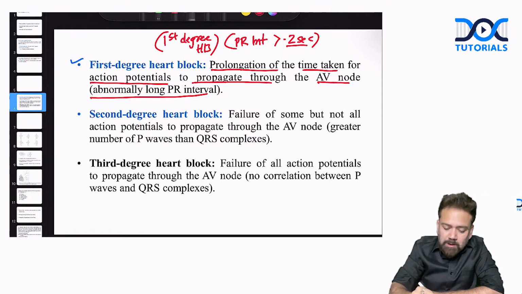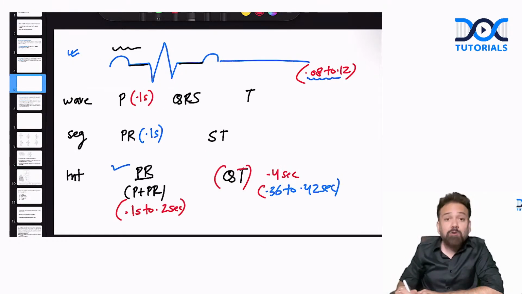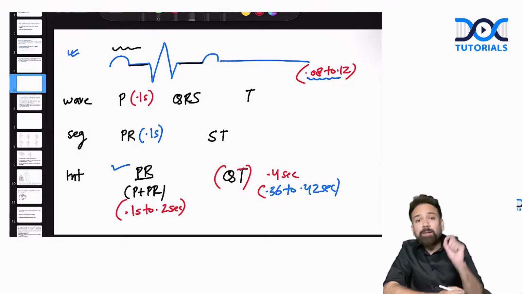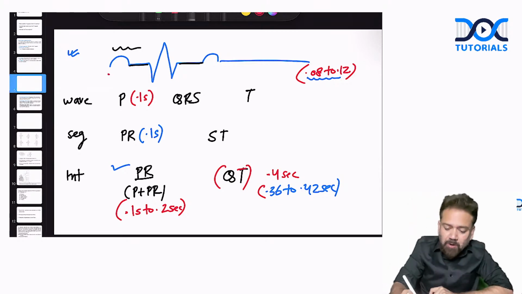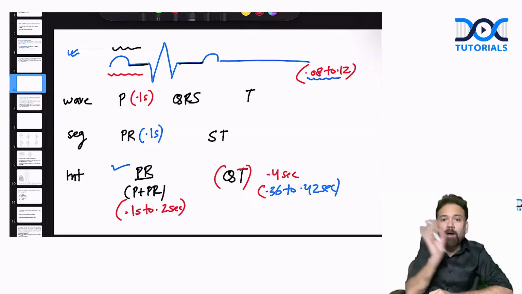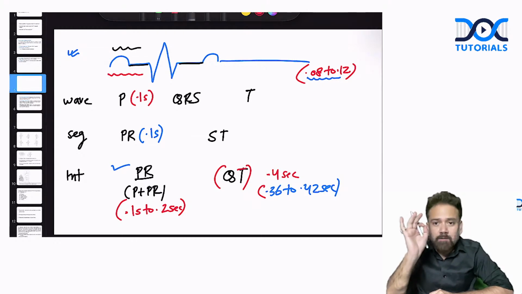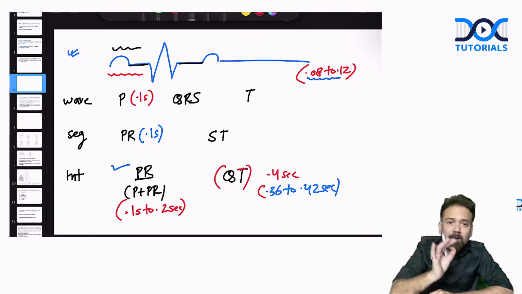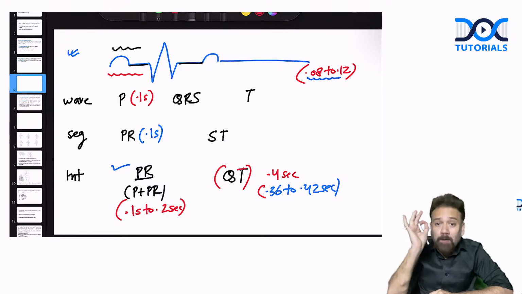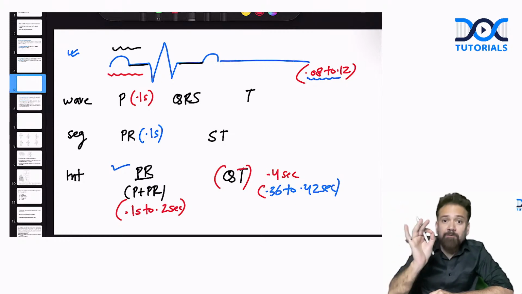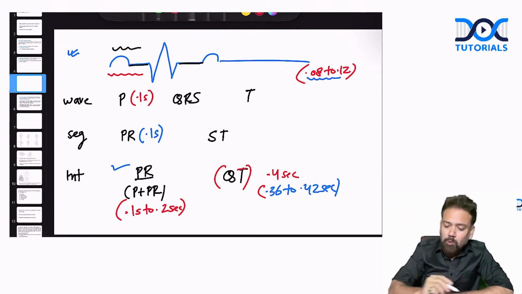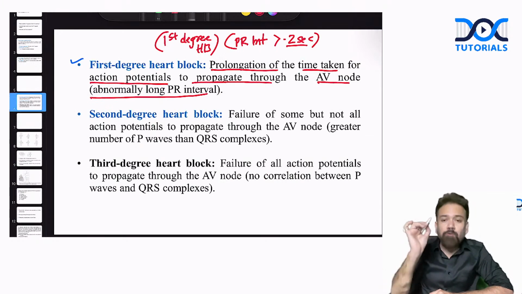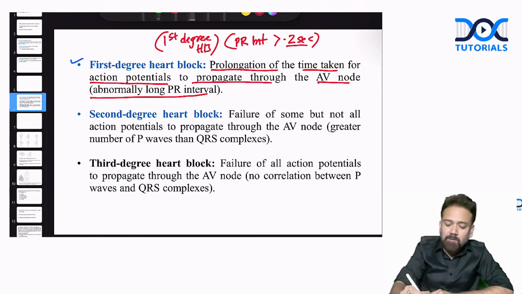The single characteristic of first degree heart block is a PR interval of more than 0.2 second. Because what is normal? The normal interval is 0.1 to 0.2. So normally the PR interval, ranging from here to here, is between 0.1 and 0.2 second. I hope you will not forget that. P wave 0.1, PR segment 0.1, PR interval 0.1 to 0.2. Only if the PR interval is more than 0.2 second will you make the diagnosis of first degree heart block.